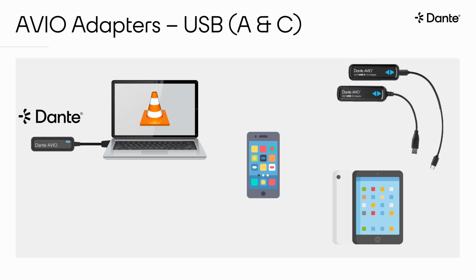There are also two USB AVIO models, a USB Type-A and a USB Type-C variant. Both models do the same thing. The only difference is the type of USB connector. This type of adapter can be connected directly to a computer, or in the case of USB-C, to a smartphone or tablet, sending and receiving signals to and from the Dante network, like in this example.